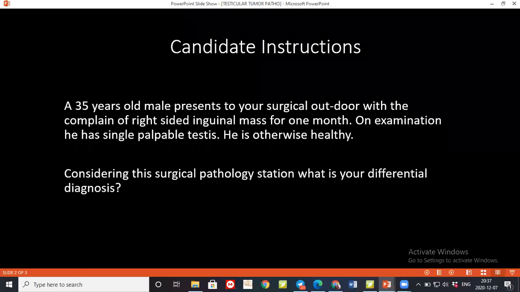If you do serological markers, what would you find? In case of serological markers, we can look for placental alkaline phosphatase, and also we can look for beta HCG level, and also we can check the LDH level, like the cell turnover, the cell breakdown, and new cell formation. That may also be increased in case of seminoma more than other carcinoma.